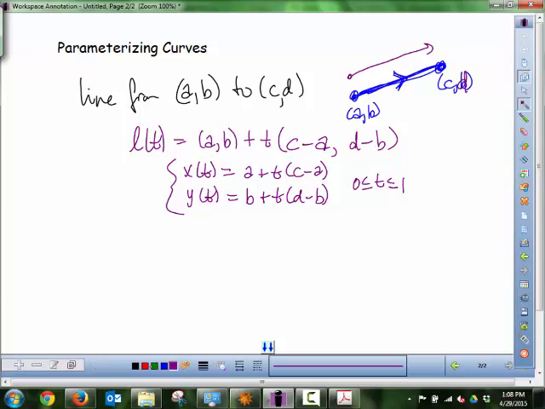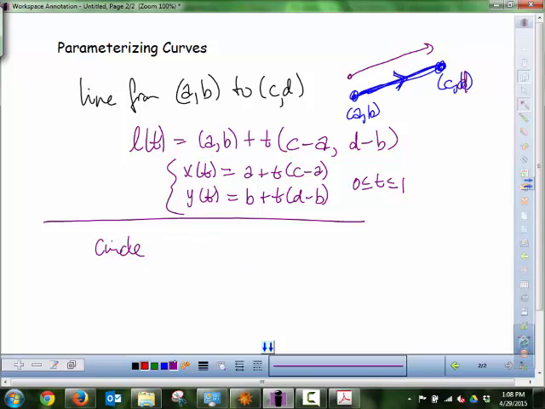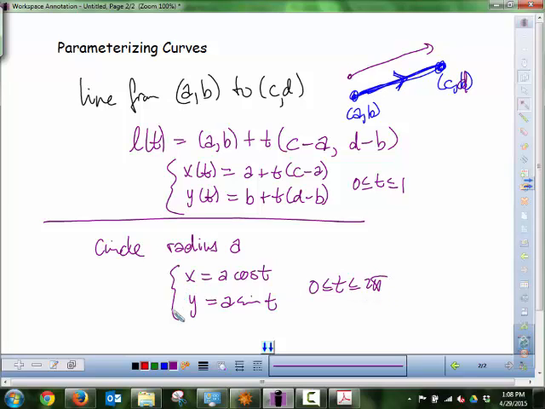All right, now let's take a look at a circle. Let's give it a radius A. So that circle, we don't need to do much work there. You can just say x is equal to a cosine t, y is equal to a sine t, and t goes from 0 to 2 pi. Okay?